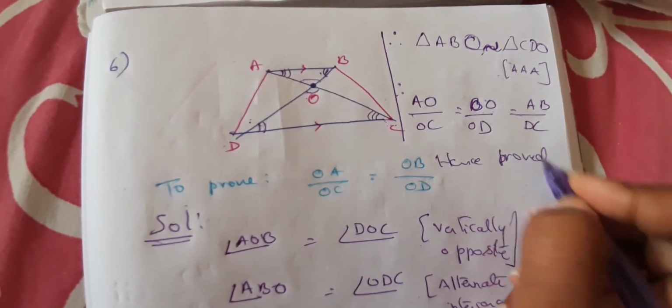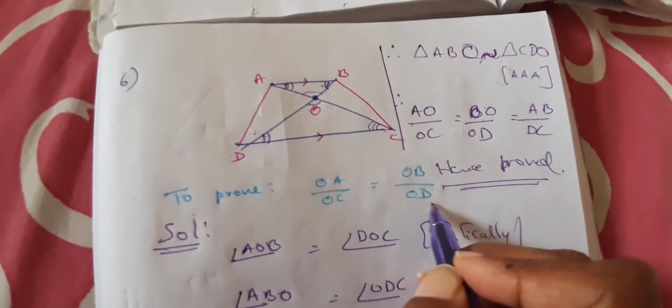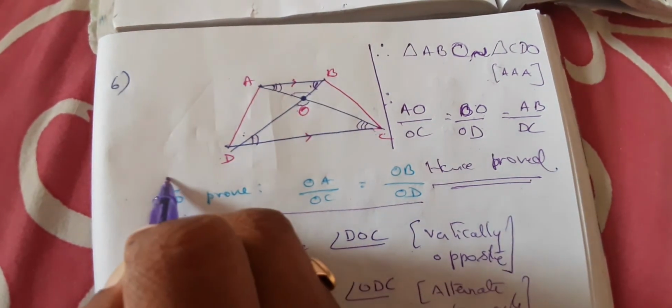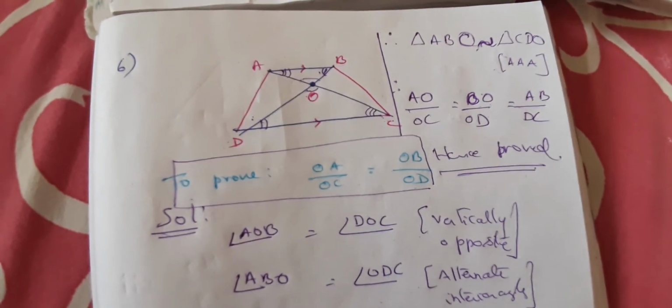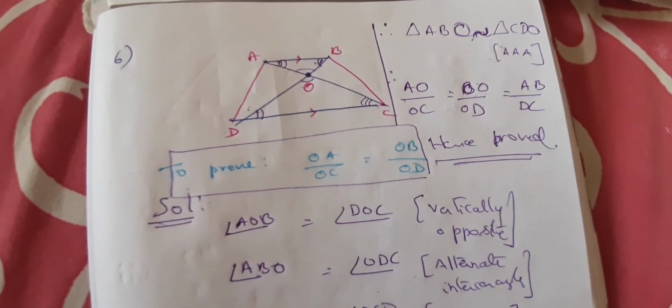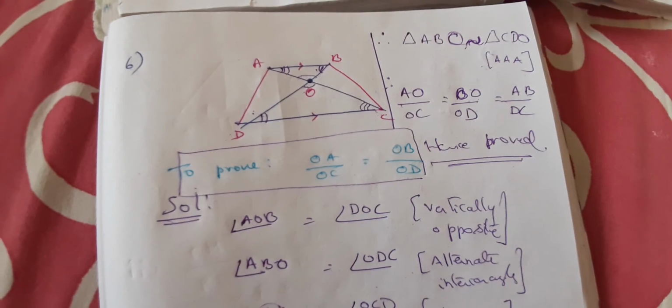Hence proved. So this is what we have to prove. Is it not? This is what we need to prove. And we proved it. Clear, children? So there is nothing new. It's already been done. And again a repetition of it. Okay?